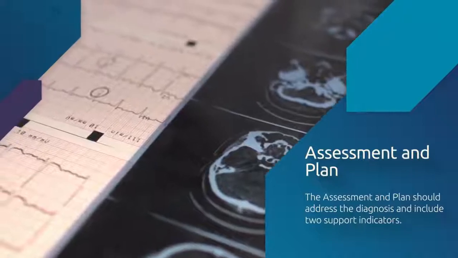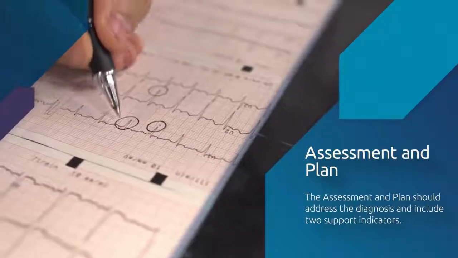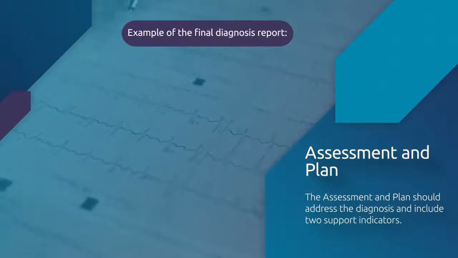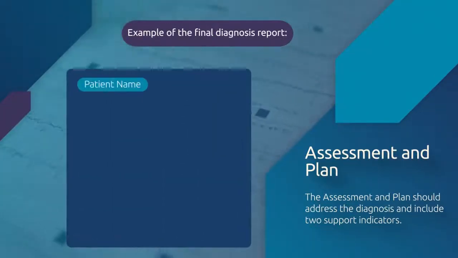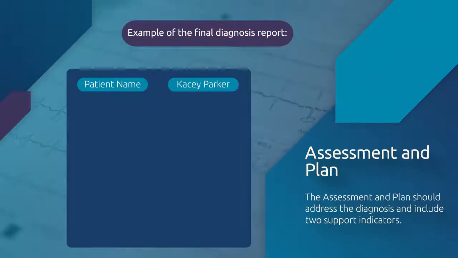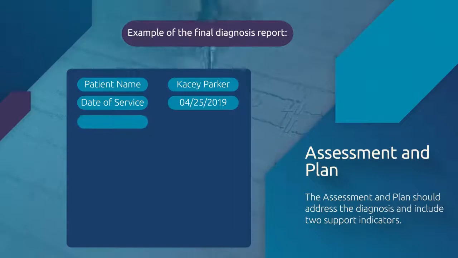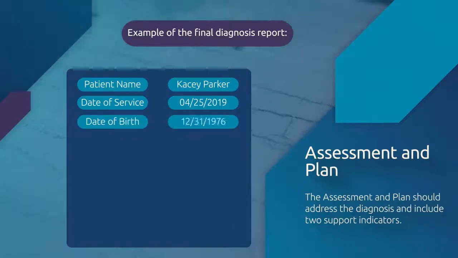The assessment and plan should address the diagnosis and include two support indicators. Following is an example of the final diagnosis documentation. Patient name, Casey Parker. Date of service, April 25, 2019. Date of birth, December 31, 1976.